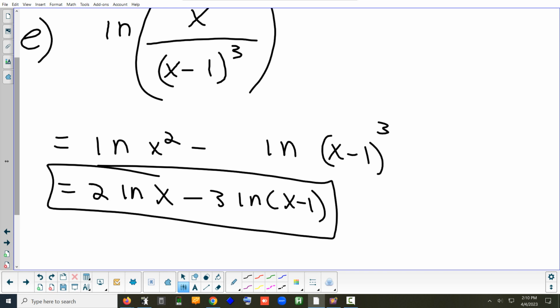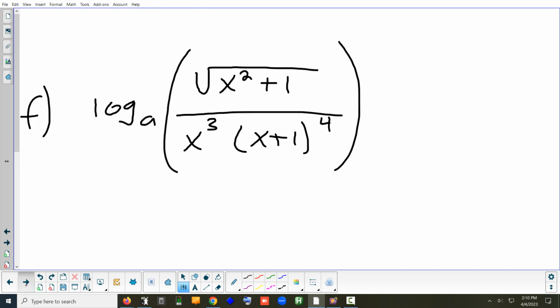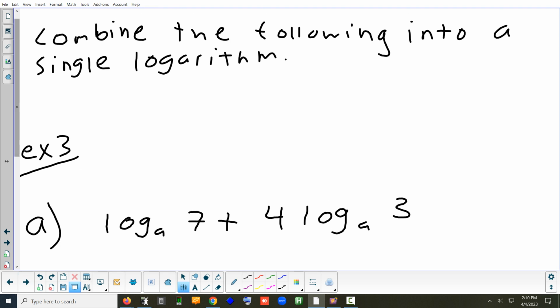Okay, so that's how you take something that's all together in one log and split it into 2. Are there any questions? We did like 5 examples of that. Any questions on taking something and splitting? Right. Now we're going to reverse it. We're going to take something that's split and combine it back together. So it says combine the following into a single logarithm.